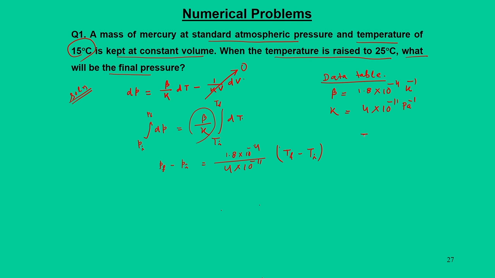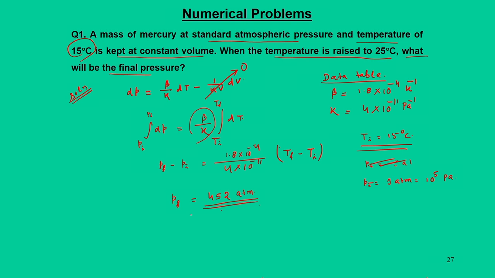So, Ti is given as 15 degree centigrade. Then, when you put this in the equation, and Pi is equal to 1 atmosphere, which is nothing but 10 to the power 5 Pascal. So, by putting Pi and Tf, we can say the final pressure will be about 452 atmosphere.